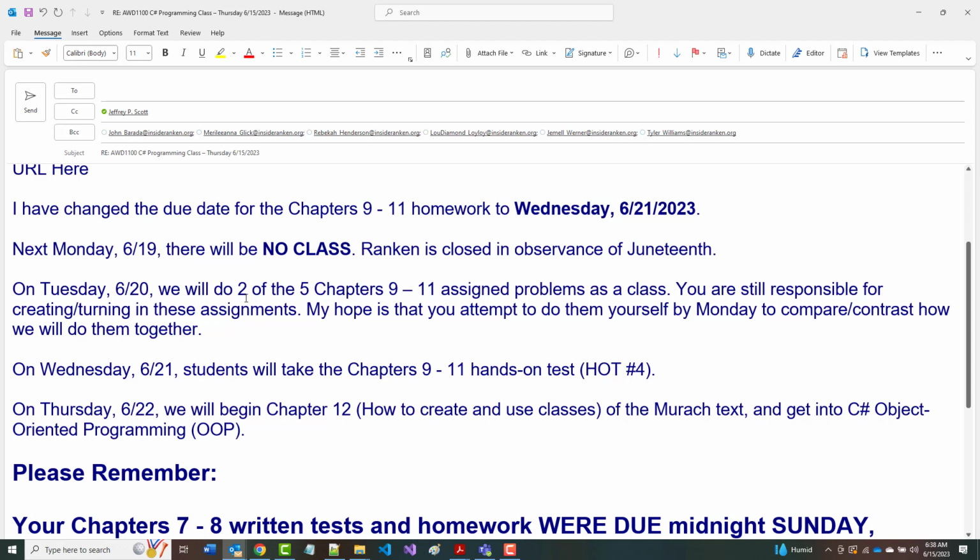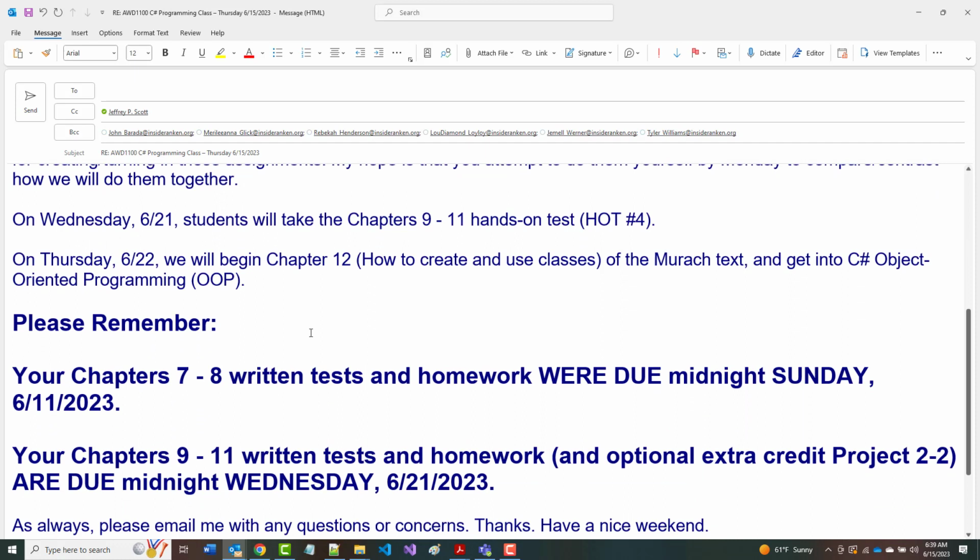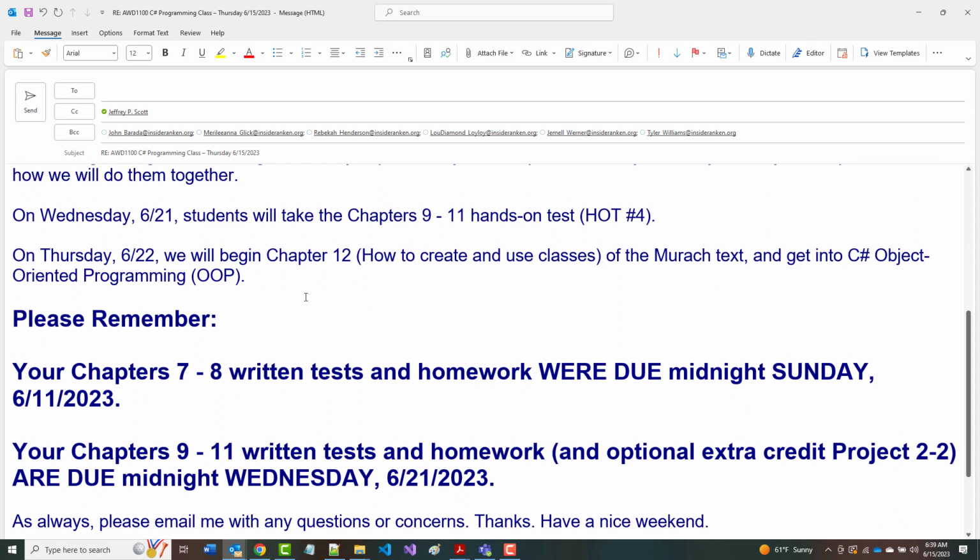Tuesday of next week, we'll do 2 of the 5 chapters 9 through 11 assigned homework problems as a class. You must still do these in addition to the other 3. Ideally, you will attempt these yourself by Monday to see how you do, and then we can go over them together. All right, that'll be Tuesday of next week. Wednesday of next week, we'll take the hands-on test, HOT number 4. Thursday of next week, we will go over chapter 12.